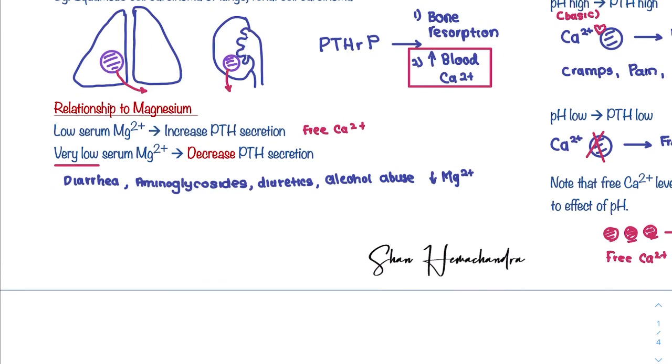Now let's take a look at the relationship of magnesium to parathyroid hormone. So low serum magnesium will cause an increase in parathyroid secretion the same way that free calcium does, but very low serum magnesium, which could be due to diarrhea, giving of aminoglycoside antibiotics, diuretics, alcohol abuse, will cause magnesium levels to go down, and that will cause a decreased parathyroid hormone secretion.